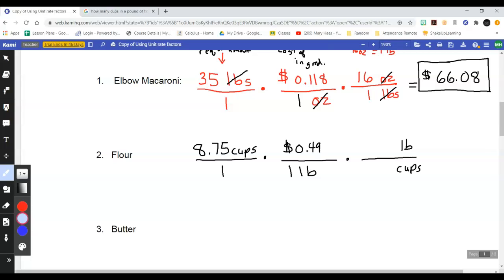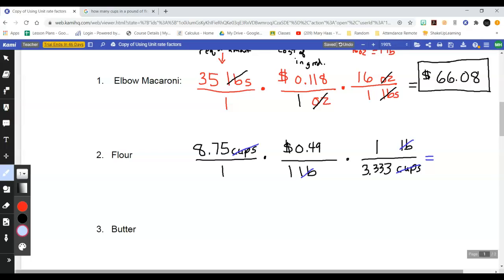So there would be 3.33, and that's repeating, but I'm just going to put it to 2. Well, maybe I'll put one more. 3.333 cups per 1 pound. All right, now we can go ahead and cancel cups. Cancel the pounds. And then do the multiplication. So I'm going to basically take 8.75 times 0.49, which is 49 cents, and I'm going to get an answer.